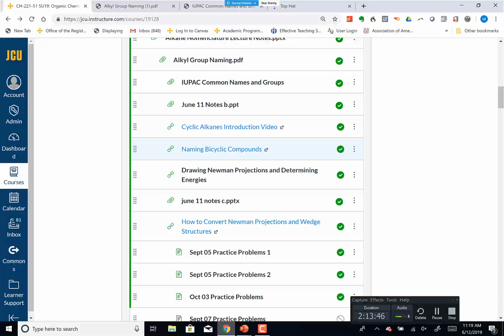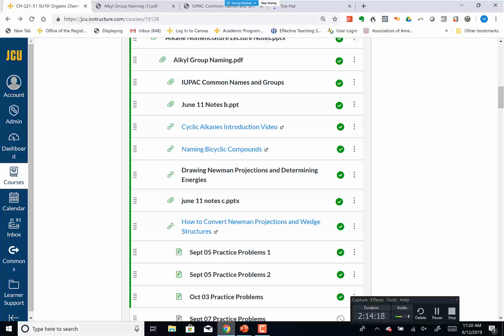Then there is drawing Newman projections, that video there, and that goes with these notes. And then how to convert Newman projections, and we'll talk about that. There are problems here. The problems are naming problems, so you have lots of naming problems to try. I would try those in preparation for Monday. I can tell you the exam will go through what we finish tomorrow in class, but we will not be finishing 6.5 tomorrow.